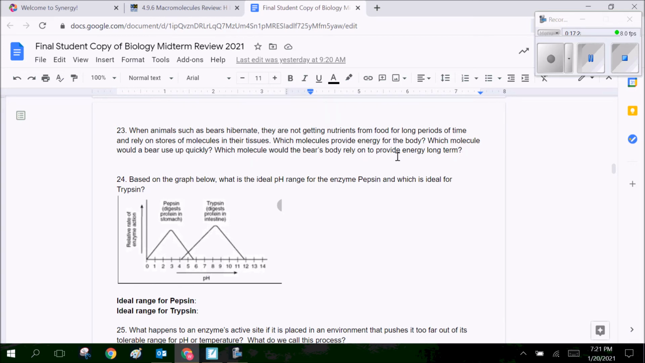Okay, well, so let's break this down. Which molecules provide energy for the body? Well, carbs and lipids both provide energy for the body. Carbohydrates are like fast-term, short-term energy, and lipids are long-term. So which molecule would a bear use up quickly? It would use up its carbohydrates very quickly and burn those very quickly to get energy. And then which molecule would the bear's body rely on to provide long-term energy? That would be fats, lipids, because they are very slow burn.